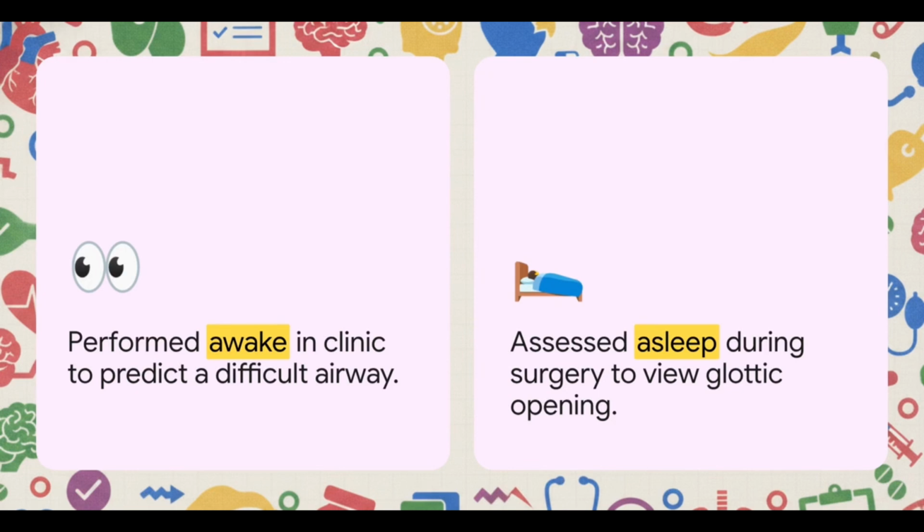Now let's quickly contrast Mallampati with Cormack-Lehane so you never confuse them, because it's a super common trap. Mallampati is your awake pre-op predictor. You're looking at the oral cavity while the patient is just sitting there in your clinic. Cormack-Lehane, on the other hand, is your intra-op reality. You assess it when the patient is asleep, and you are looking directly at the glottic opening and vocal cords right through your laryngoscope. Basically, one predicts the difficulty, the other confirms it.